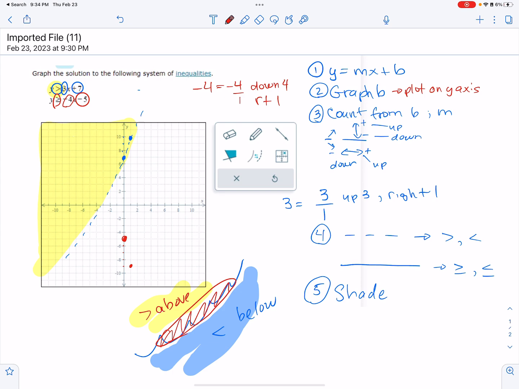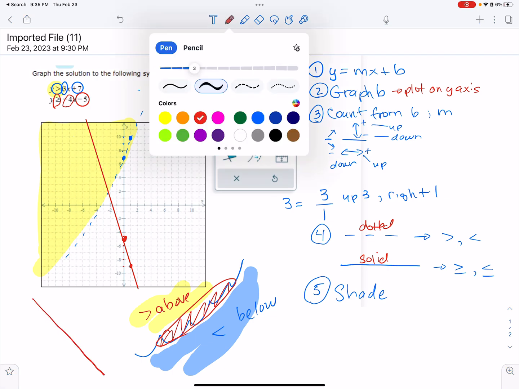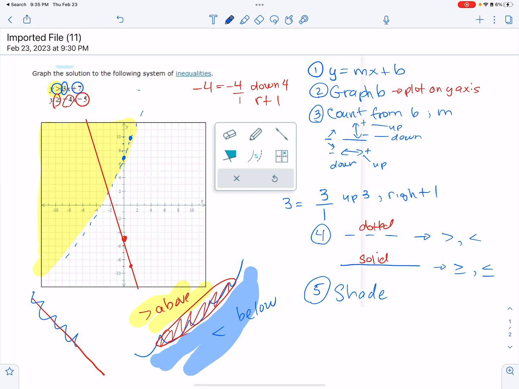Then I look at my sign, and my sign is a greater than or equal to. So greater than or equal to is a solid line, versus when it's greater than, it's dotted. So I'm going to go from here to here. Keep going up. There you go. And it's a greater than. So this kind of looks to me like, if this was waves, it'd be a very, very steep wave, but that part would be below, and this part would be above.